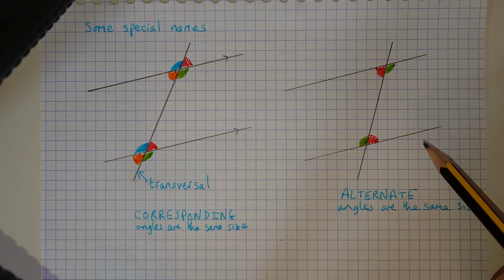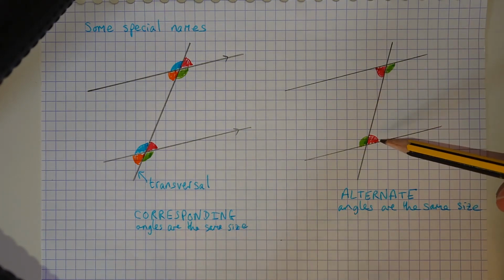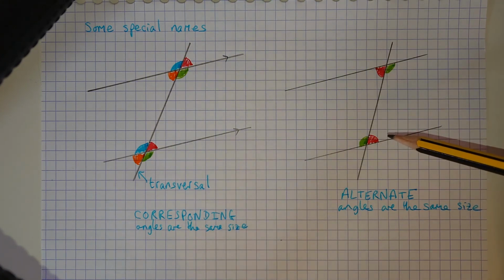For alternate angles, you need to switch it around. So if one angle you're talking about is below and to the left, the other one has to be above and to the right. So swap both of the languages around there. And they're called alternate angles. There's only 2 pairs of those. A pair of alternate angles are also the same size.